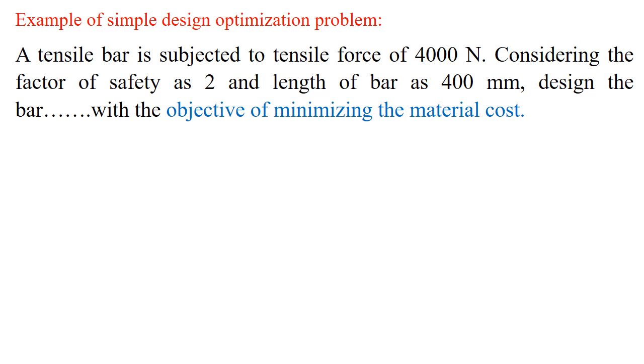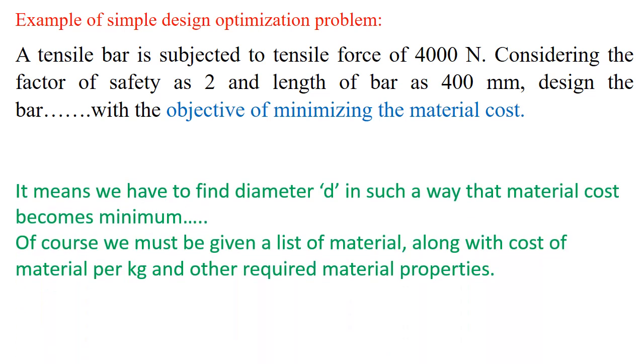This objective can be different. In the same problem you can have the objective of minimizing the material weight. So what you have to understand is that the design is still there, but with the addition of some other objective you have to fulfill. Of course, you have to minimize the material cost. It means there must be some available materials, from which you have to pick the material that will give the least material cost.